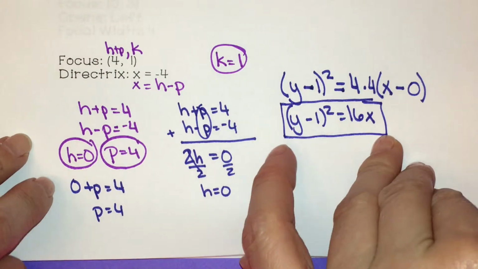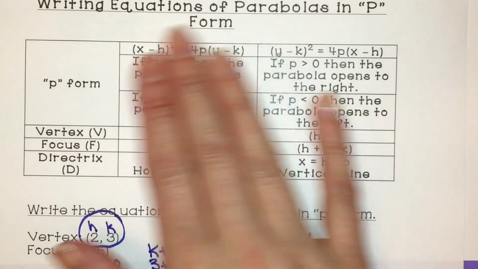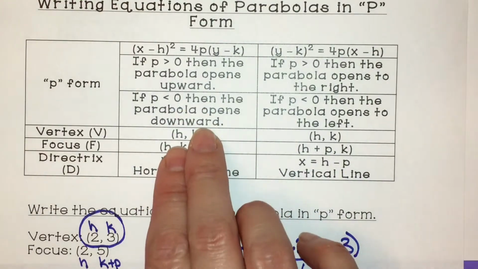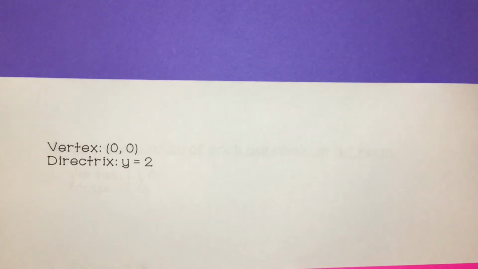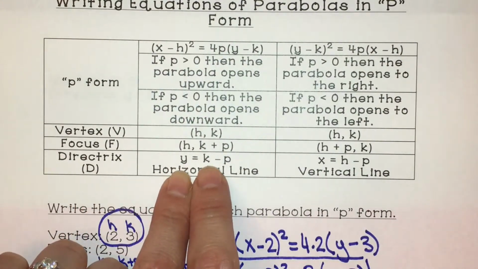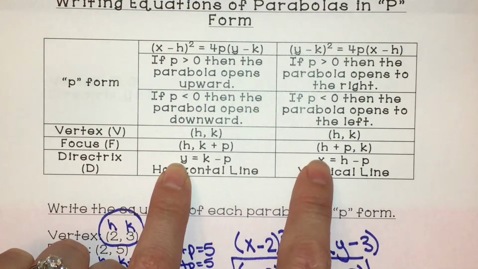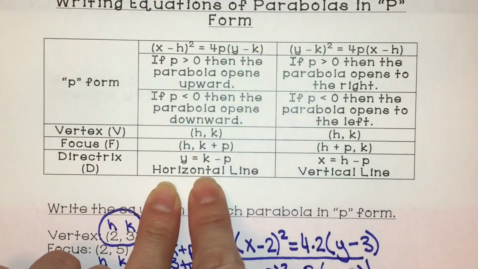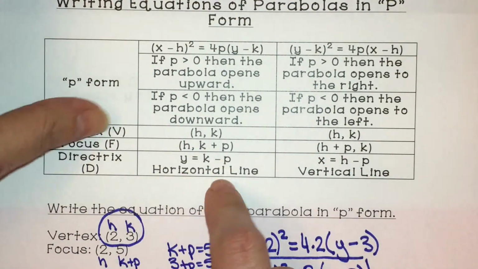Okay, so I'm going to keep on referring back to the information I have about P form. This one we're given the vertex and the directrix. This time the directrix is y equals 2. Here's the form that's y equals, and this one's x equals. So I know I have to use this form. So y equals k minus p.